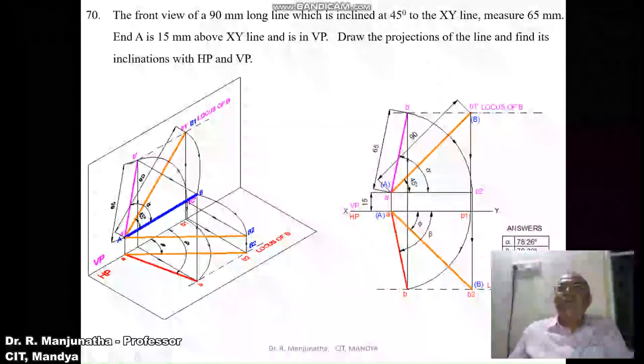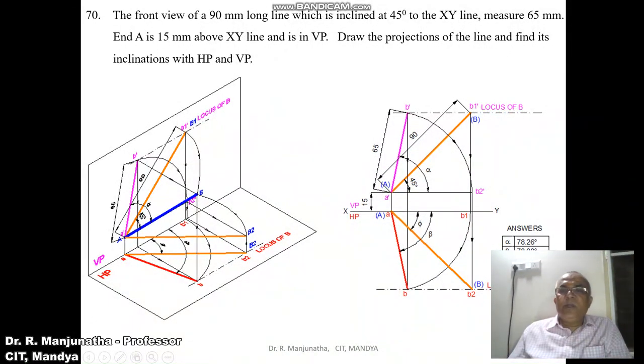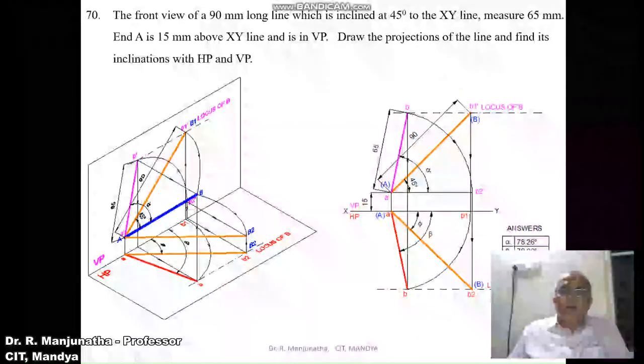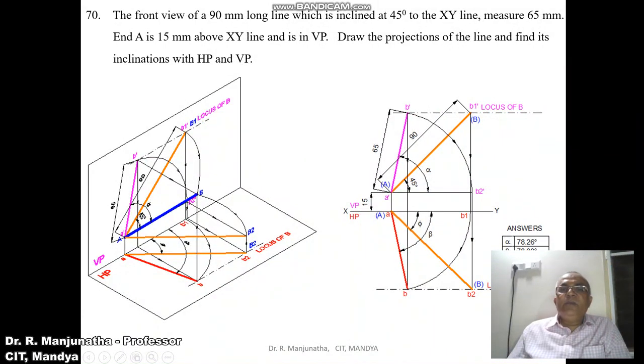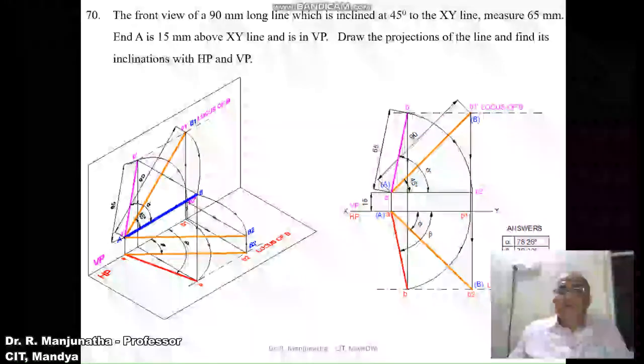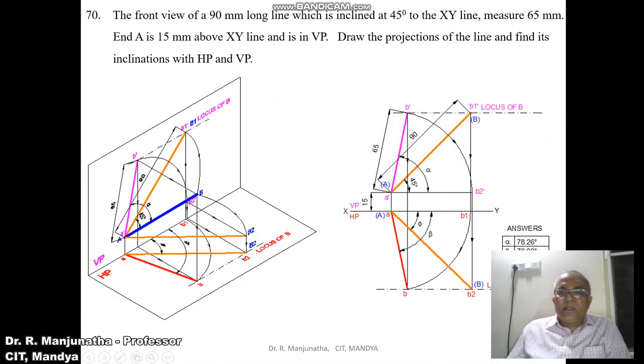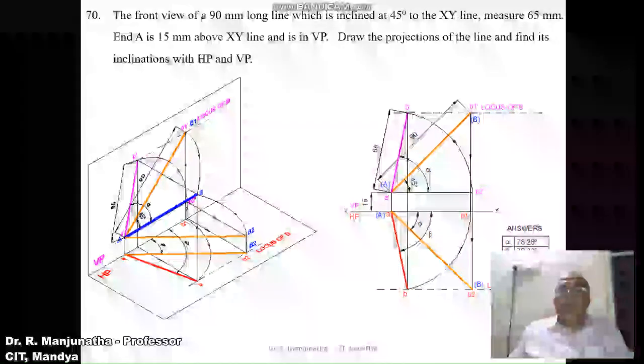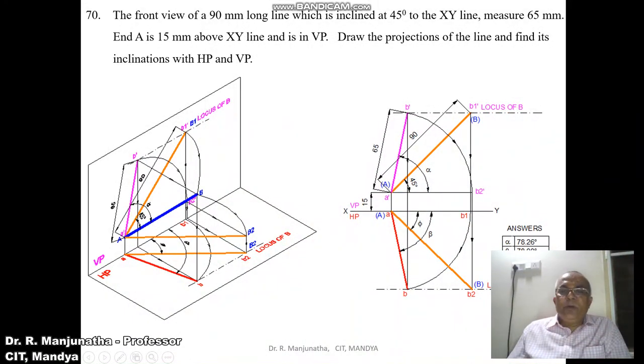Since the line is parallel to VP, you are getting the true length in the vertical plane. But we know that the top view point should lie on this end projector. That is because, since it is B dash, the top view point of B should lie on this vertical line. So with A as center, taking the radius of AB1, draw an arc such that B1 will cut on this end projector line, so that you will get this point B. Then join A to B, so you will get the top view.